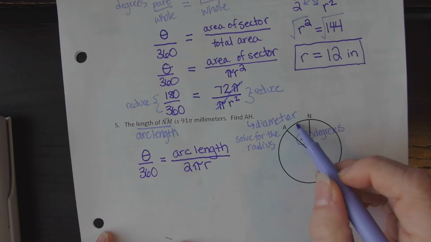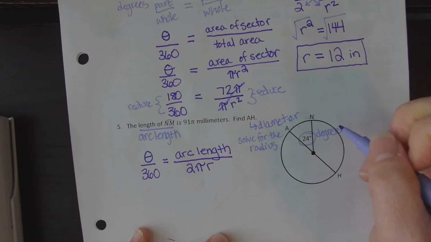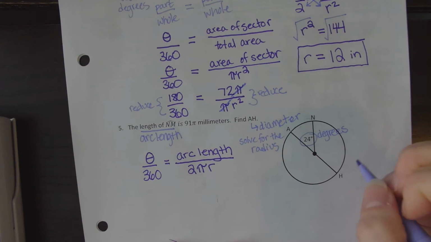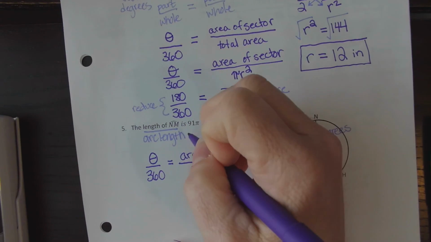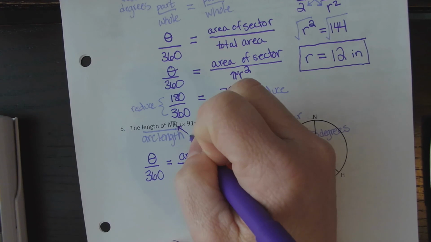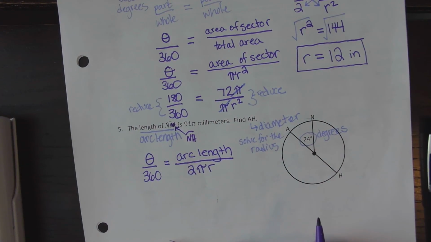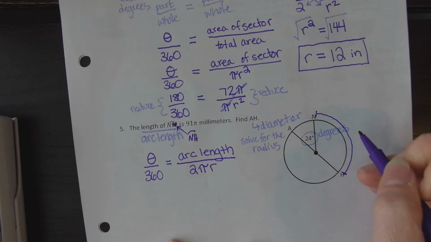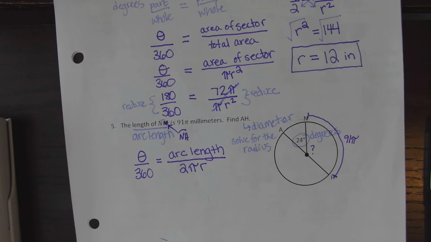Theta, and I'll just use this one. Oh, wait, I got to pay attention. The length of NM. Where's NM? We're going to make a typo, huh? Let's do this. Hopefully it'll work out. We're going to make this NH. All right, so I know that this arc length is 91 pi. What is the angle measure that goes with it?